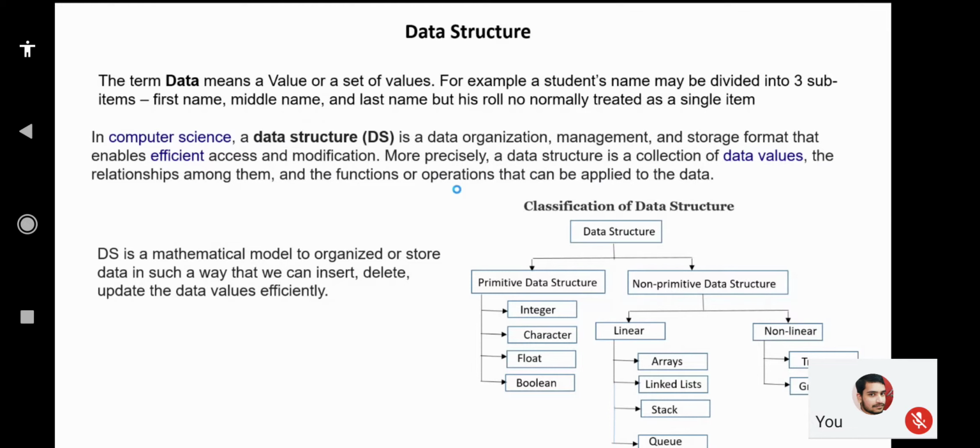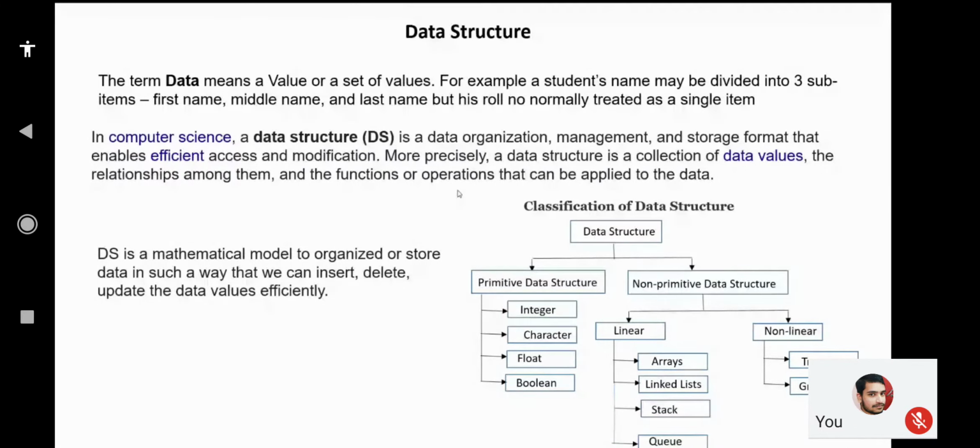Next, I will start the topic. Here the name is data structure. Two things are there. First one is data, second one is structure. So what does data mean? The term data means a value or a set of values. Suppose my name is Bidesh Chakraborty. So I have my first name, I have my last name, though my middle name is not there. So this is a set of values, because the first name is Bidesh and the last name is Chakraborty. So data means a value or a set of values.